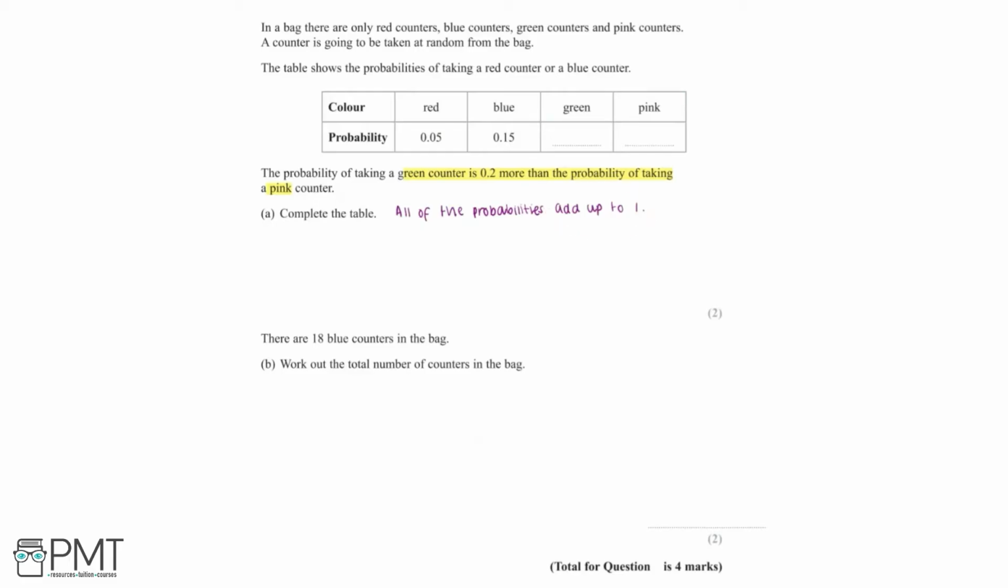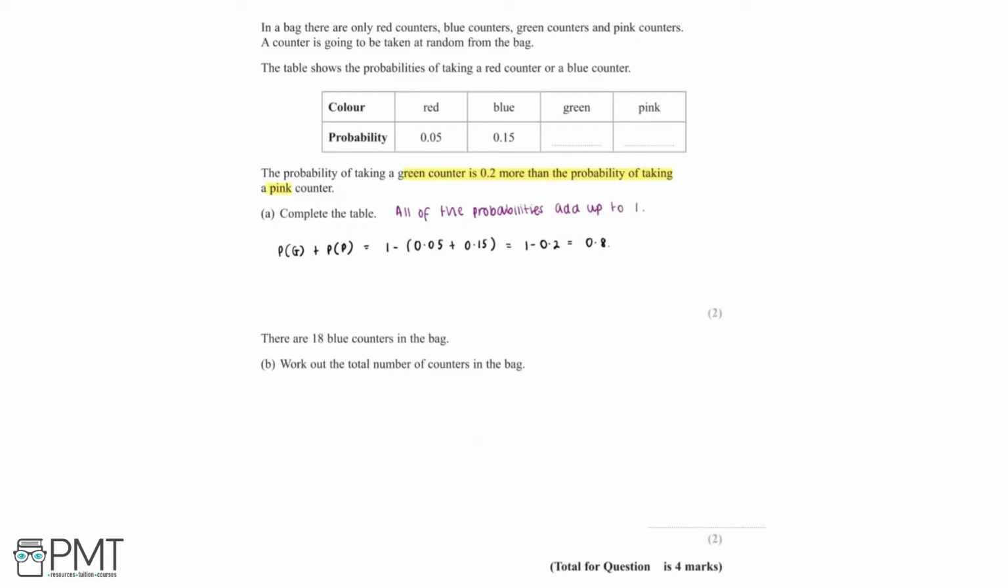And so using this fact, we can say that the probability of green plus the probability of pink is 1 take away these two probabilities. And so 0.05 plus 0.15 is equal to 0.2, and 1 take away 0.2 is equal to 0.8. And so the probability of green plus the probability of pink is equal to 0.8.